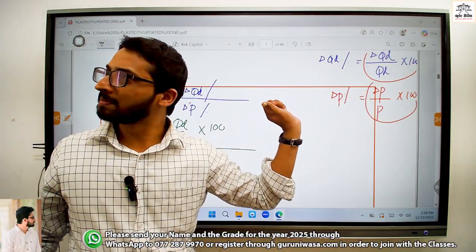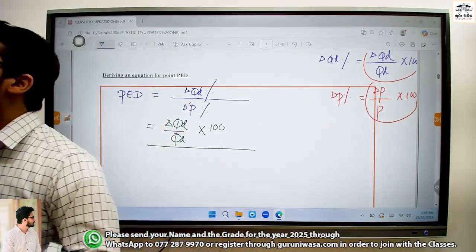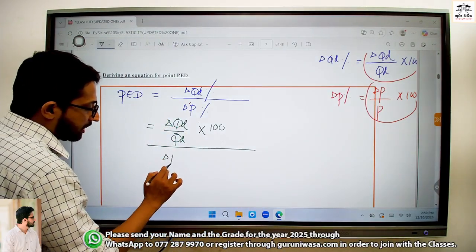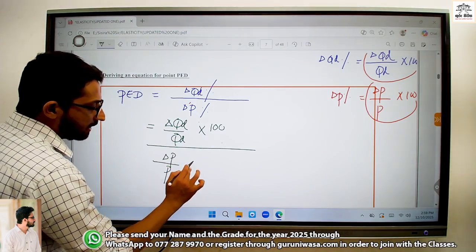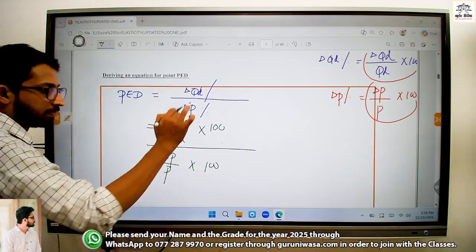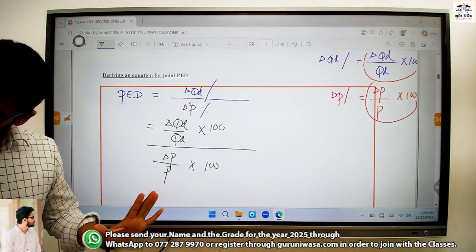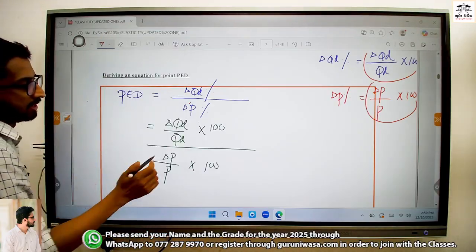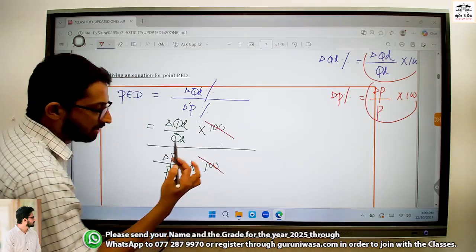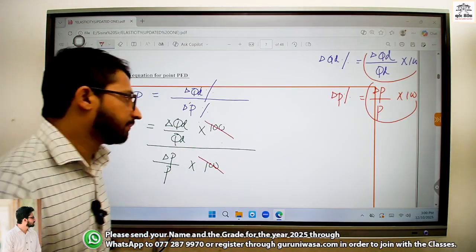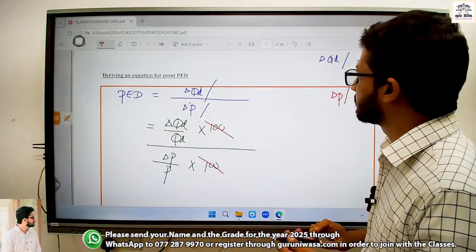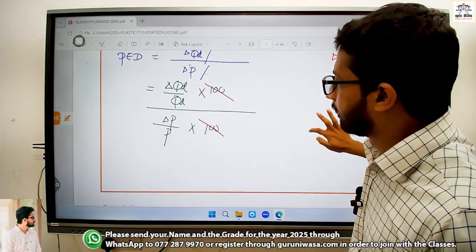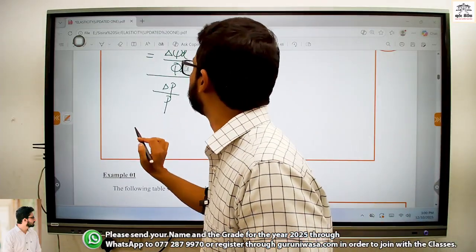Are you clear? Okay, good. Then delta P over P into 200. Any doubt? Now, it's mathematics, not economics. Then 100. Then next step.